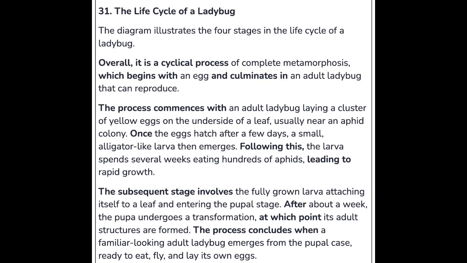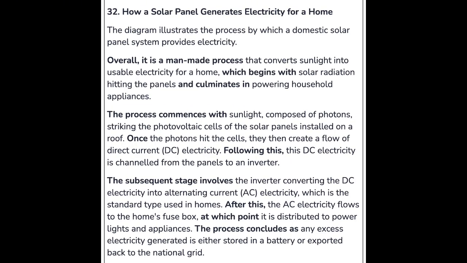own eggs. 32. How a solar panel generates electricity for a home. The diagram illustrates the process by which a domestic solar panel system provides electricity. Overall, it is a man-made process that converts sunlight into usable electricity for a home, which begins with solar radiation hitting the panels and culminates in powering household appliances.